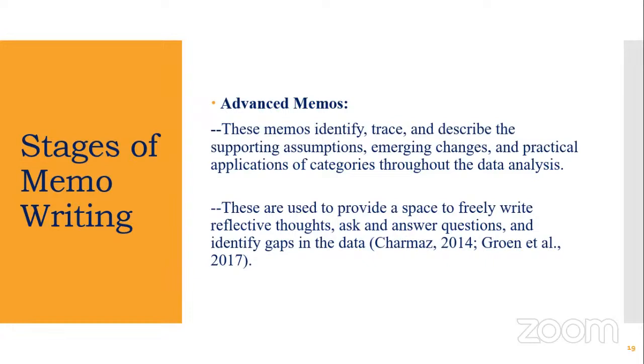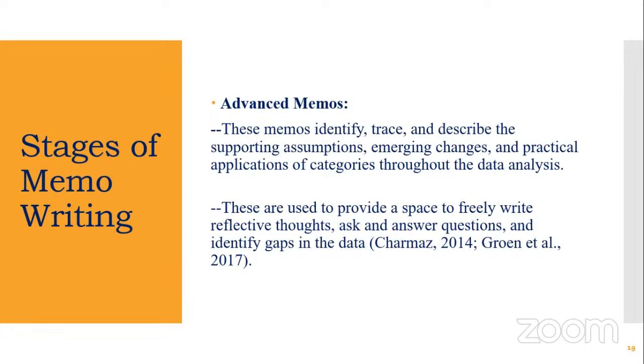Whatever we are assuming, suppose the researcher is assuming that there are 5 variables which are emerging from the collected data, and variable A is connected to variable C, variable B is connected to variable D, and variable E is connected to variable D. Maybe these 3 assumptions are something that the researcher is making. Now, how do you justify? What are the supporting assumptions, the data that you are getting for your assumptions? So these will come under the advanced memos.